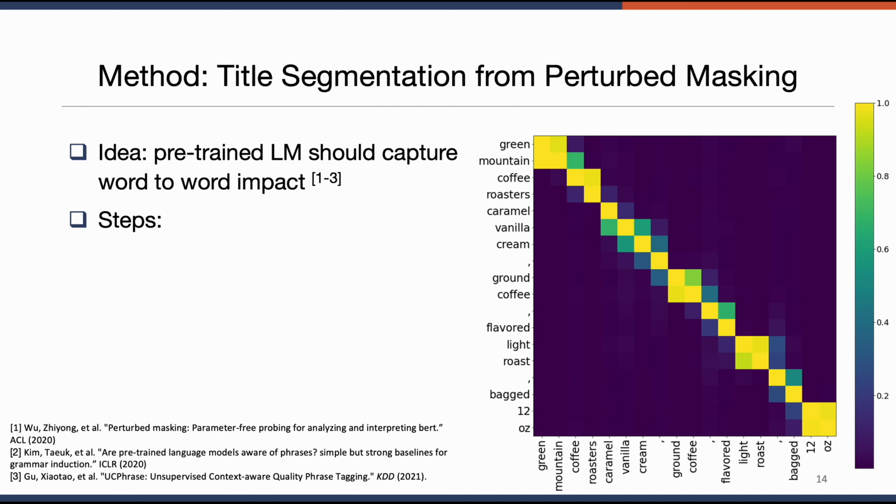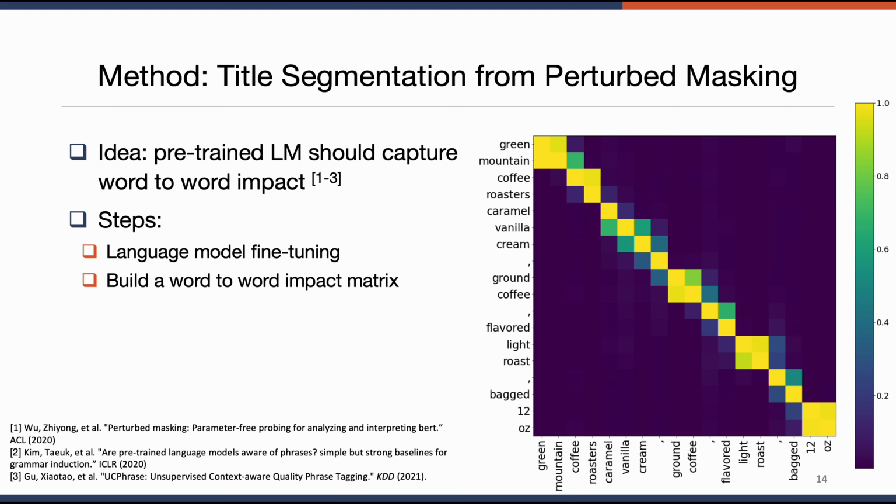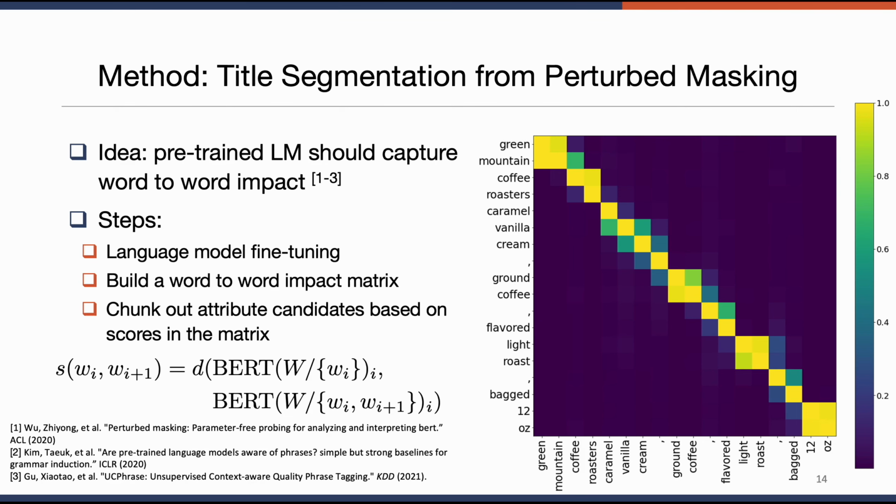The way we're doing it is we probe a pre-trained language model. The overall idea is a pre-trained language model should capture the word-to-word impact in a sentence. And our steps, the first step, we do language model fine-tuning on our in-domain corpus. The second step, we build a word-to-word impact matrix. In the third step, we chunk out the attribute candidates based on the scores in the matrix.